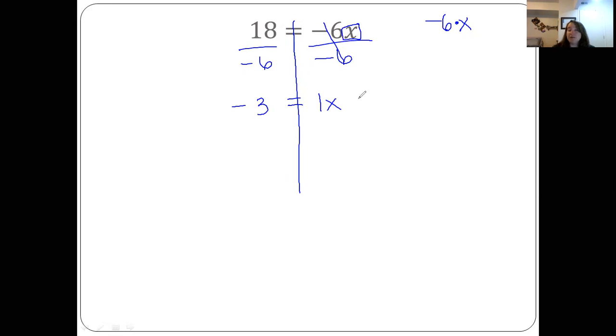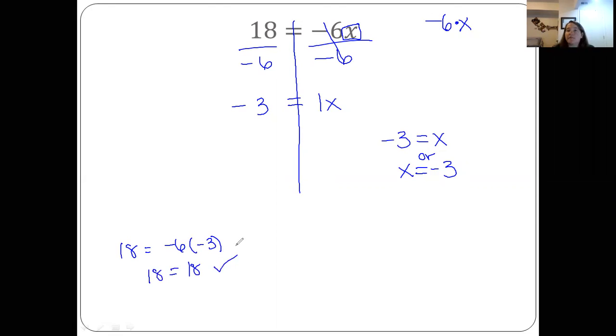So that actually gives me my solution. It can be -3 equals x or x equals -3. Either one will work. So let's check that real fast. 18 equals -6 times -3. Remember when we substituted it, we put it in parentheses so that we know we have to multiply. So -6 times -3 is going to be a positive. Negative times a negative is a positive. 6 times 3 is going to be 18. And that does equal 18, so we're okay.